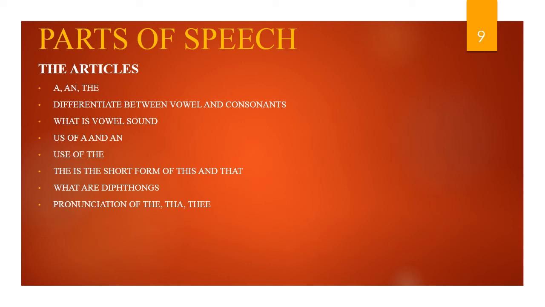So what are diphthongs? Diphthongs are those words which start with two vowel letters. For example, aeroplane, A-E-R-O-PLANE. So these are two vowels which are used in one word. So these are called diphthongs. Pronunciation of THUH, THEE, and THE. So these are three articles. You have to keep in your mind the difference while speaking. It will have a good impact on your listeners, and it will show that you know the difference between THEE and THUH.